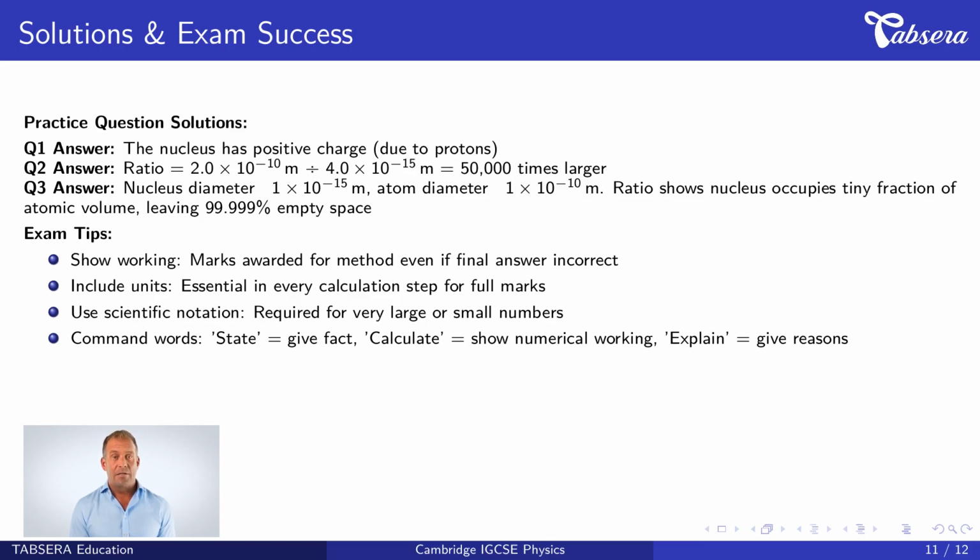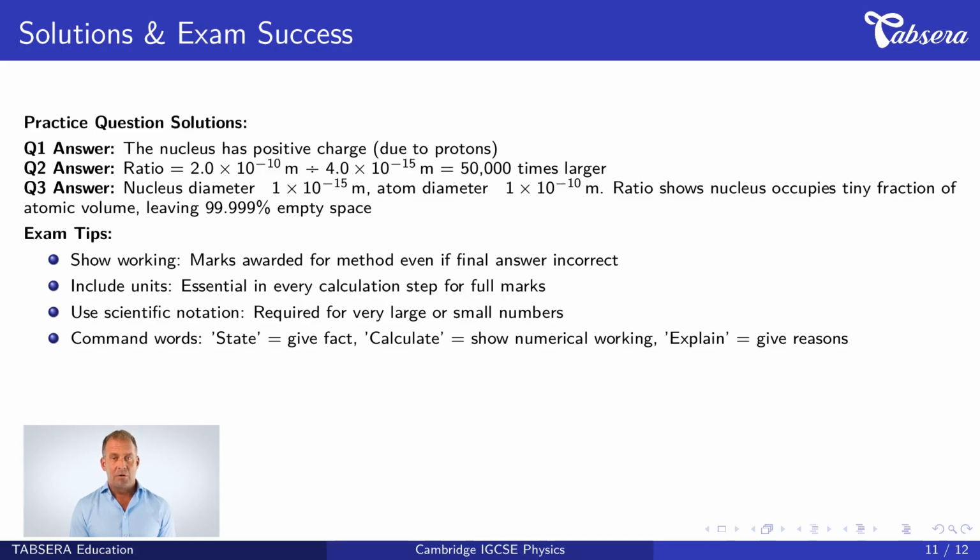2.0 times 10 to the power minus 10 meters divided by 4.0 times 10 to the power minus 15 meters. Using index laws, this equals 0.5 times 10 to the power 5, which equals 50,000 times larger. For question 3, we explain using evidence. Nucleus diameter approximately 1 times 10 to the power minus 15 meters, atom diameter approximately 1 times 10 to the power minus 10 meters. The ratio shows the nucleus occupies a tiny fraction of atomic volume, leaving 99.999% empty space.